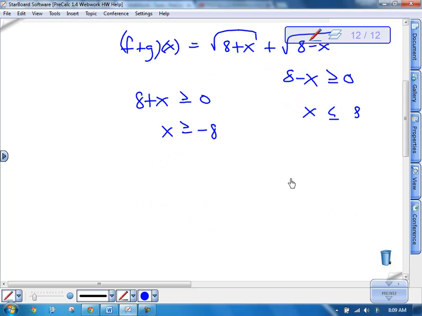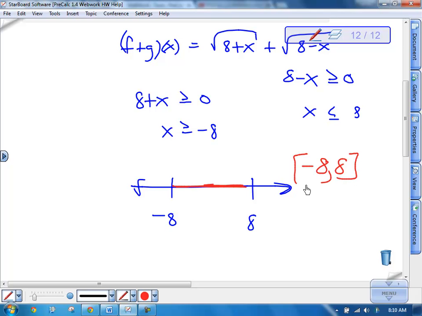So on a number line, that's negative 8 down here and positive 8 up here. We find out that x has to be less than or equal to that, and it has to be greater than or equal to negative 8. So we're looking at all the values in between here. So let's enter in negative 8 to 8, and we can do the brackets.